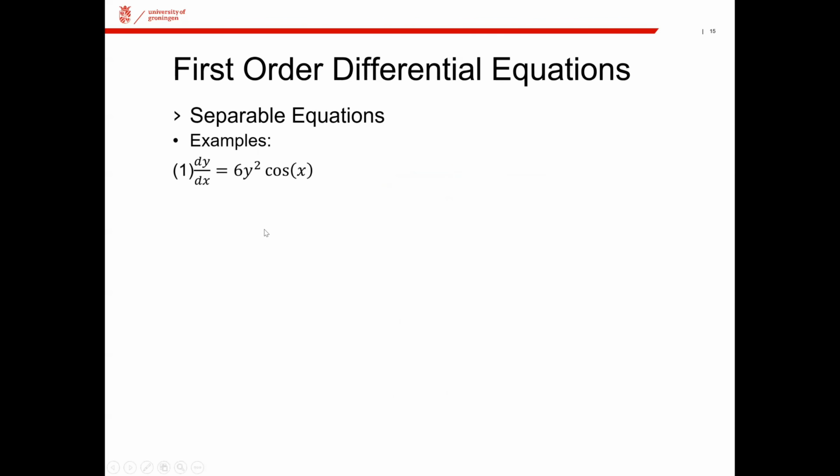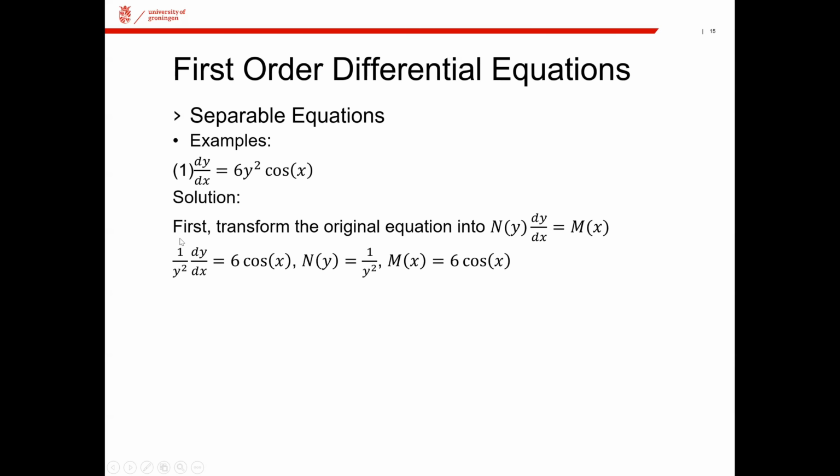Okay, then let's look at some examples. The first one, y prime equals 6y squared times cosine x. And for the solution, the first step is always to transform the original equation into the standard form. So we move the function of y to the left side, and then we have this equation here.